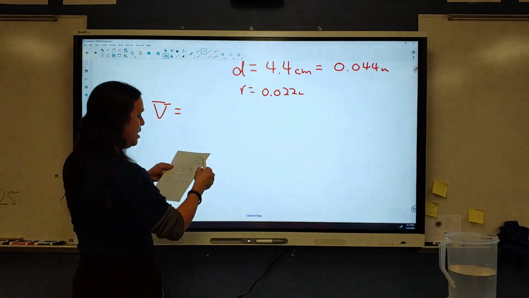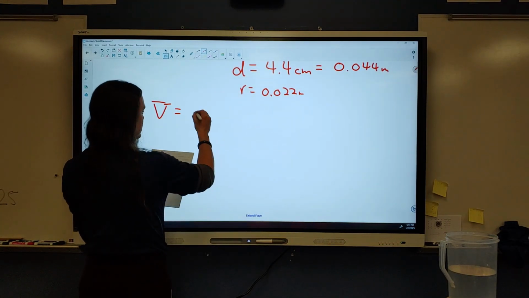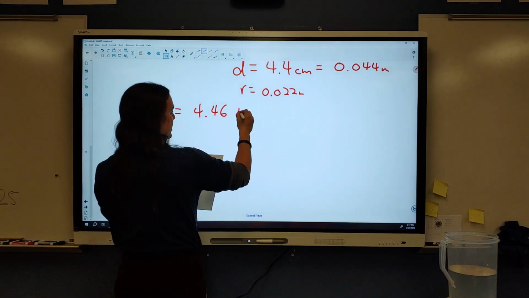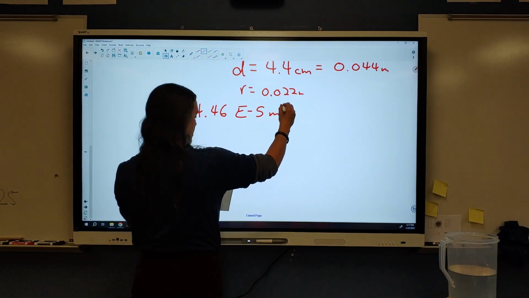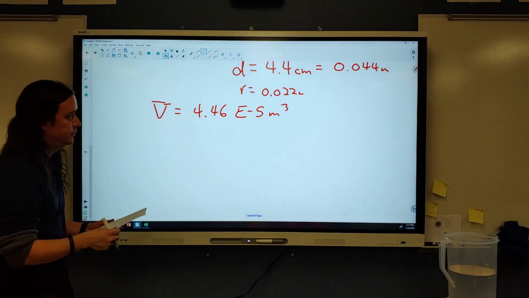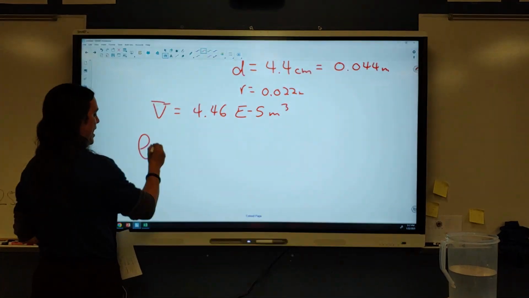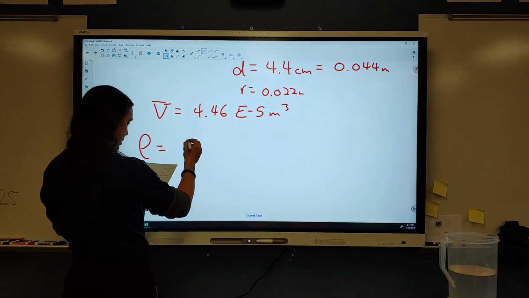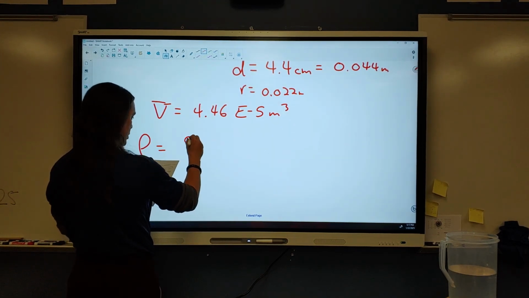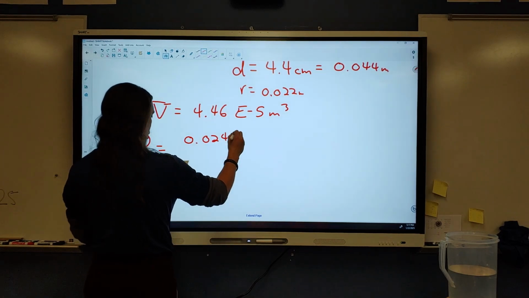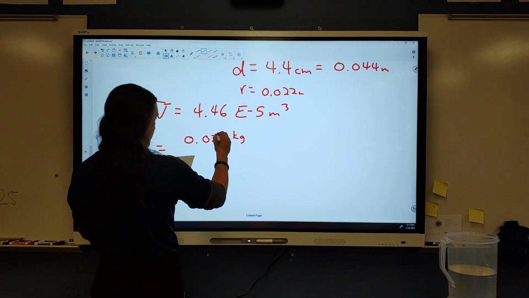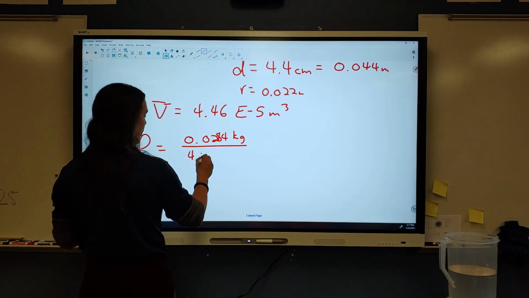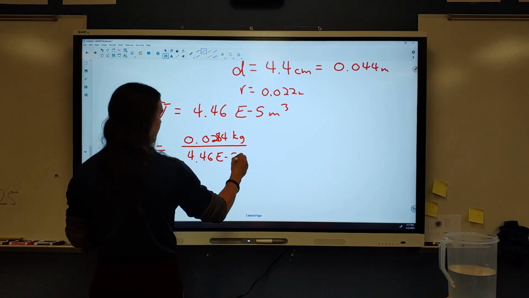Feel free to pause the video and then go through and actually check this. I have been known to make mistakes, but it is 4.46 times 10 to the -5th meters cubed according to my notes. Okay, great. So now that I've got that, my density can be found by taking my mass, which we said was, let me check my notes again, 0.0284 kilograms, divided by the thing we found here, which is 4.46 times 10 to the -5 meters cubed.